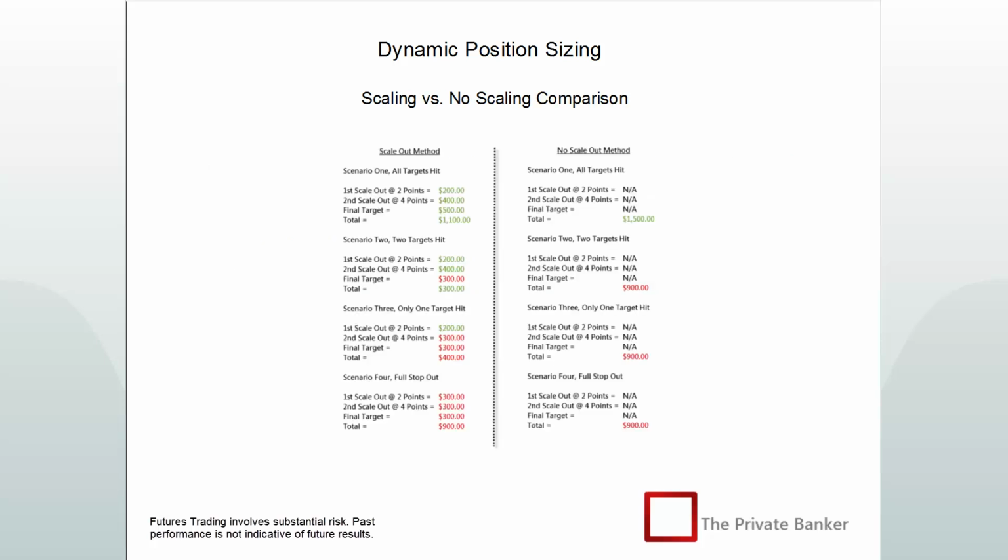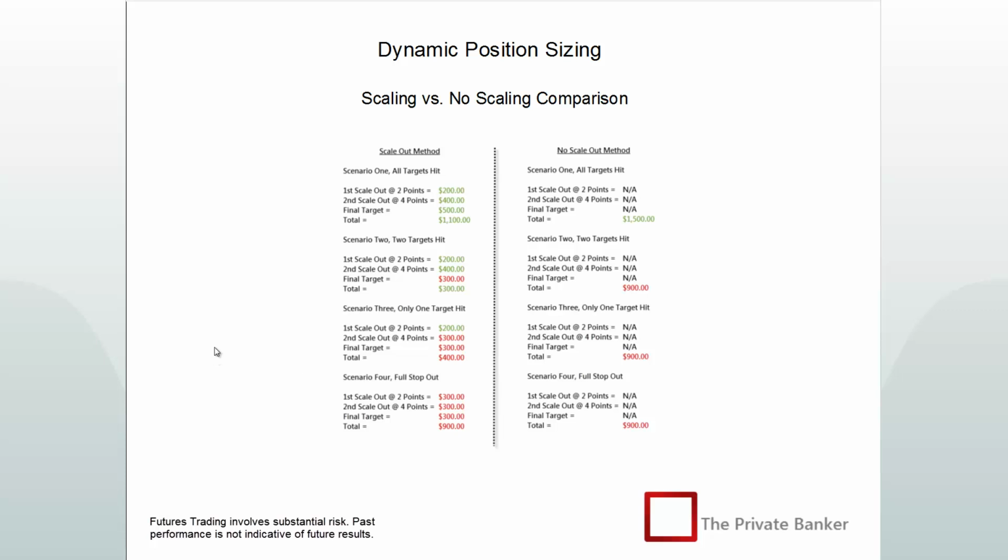So let's look at a diagram. This might be a little blurry as far as the text goes. I apologize for that. But this is the same diagram I have on the Private Banker Forum. It's a diagram of scaling versus no scaling, walking you through the difference between what one may have made in terms of scaling out, and what they would receive if the final target is hit and not hit.